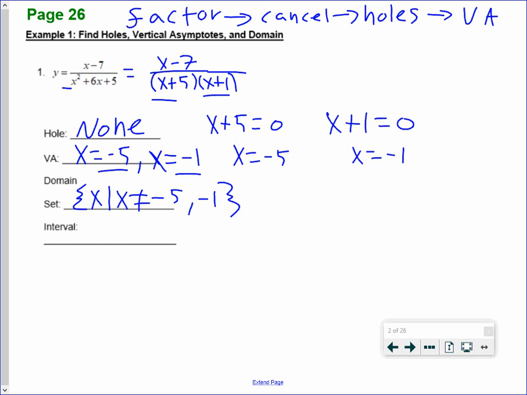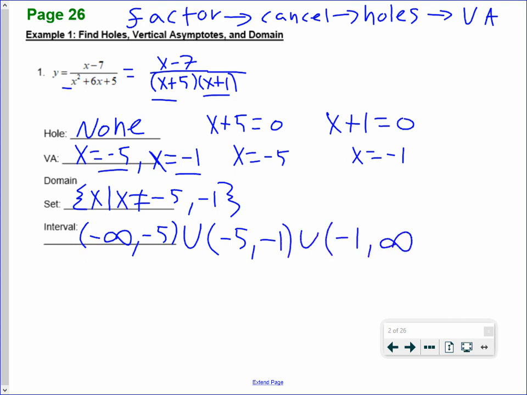And for our interval notation, that's going to be from -infinity to our smaller of the two x values. So -5, you put that union, -5 to the bigger of the two x values that we cannot equal, which is -1, then union -1 to infinity. And that's our interval notation of the domain. Okay? So that's number one.